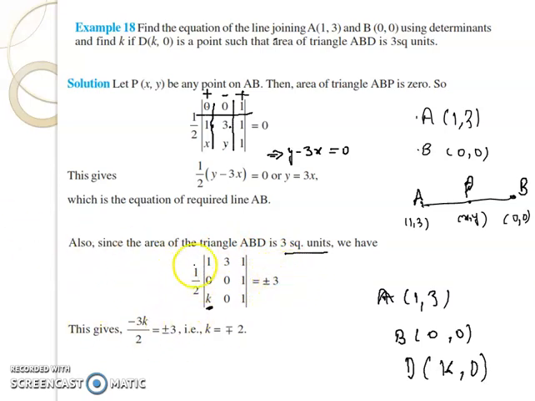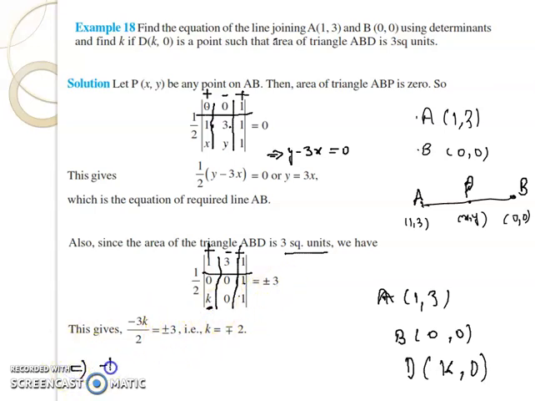So now I have to calculate the determinant. You calculate the determinant along the first row. So it is 1 into (0 minus 0). Then the second is plus minus plus, so minus 3 into (0 minus k), so minus 3k, plus 1 into 0. Minus 3k upon 2 is equal to plus minus 3.